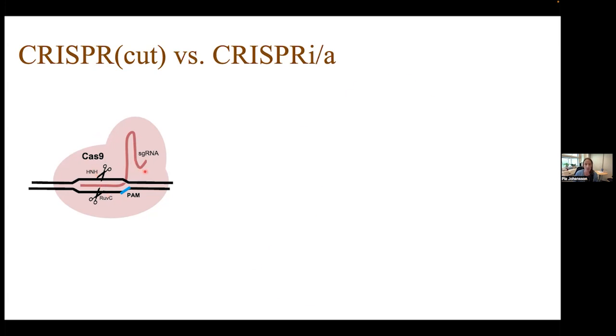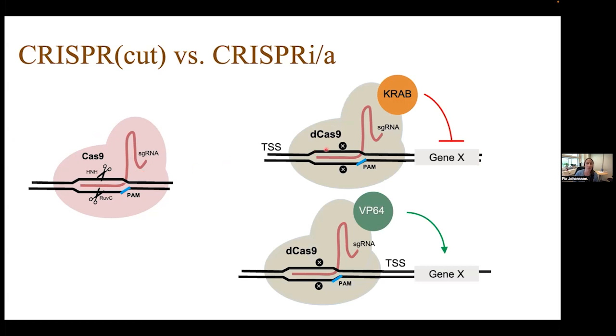So what you can do is that if you mutate both of these two domains, then you get what is called dead Cas9. The thing is, it doesn't cut DNA anymore, but it still binds to DNA in the same way that the normal Cas9 does. So it uses the nucleotide or the sequence similarity as well as the PAM sequence to bind to the DNA in a very specific position.